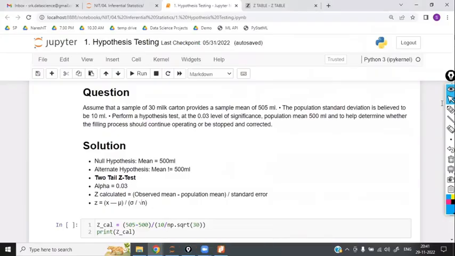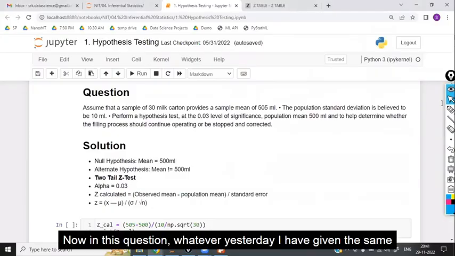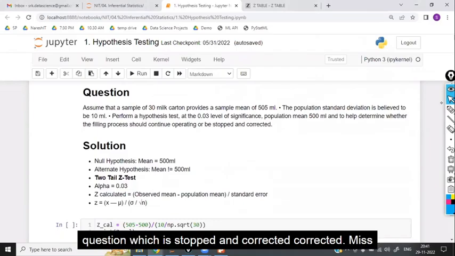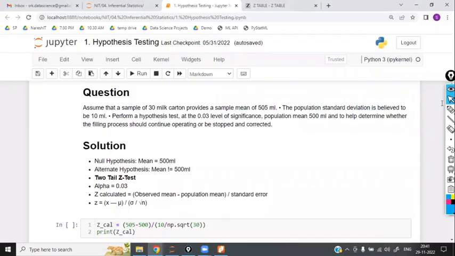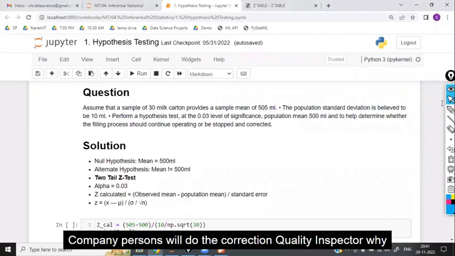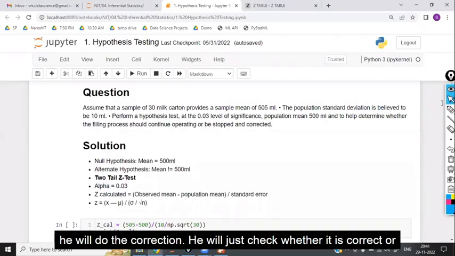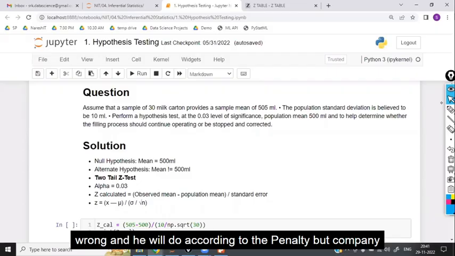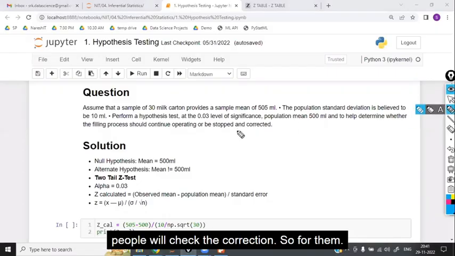Now see here, in this question, the same question I gave yesterday, the milk packets are stopped and corrected. Corrected means who will do the correction? Company persons will do the correction. The quality inspector will just check whether it is correct or wrong, and he will impose the penalty accordingly. But company people will check the correction.